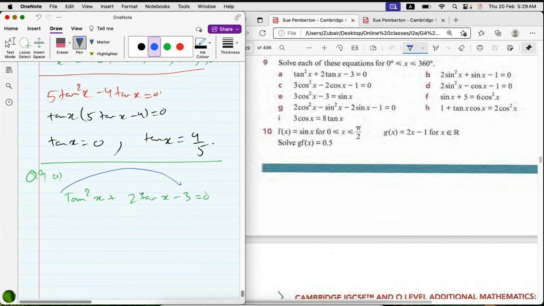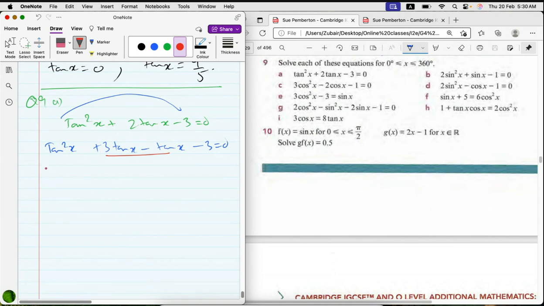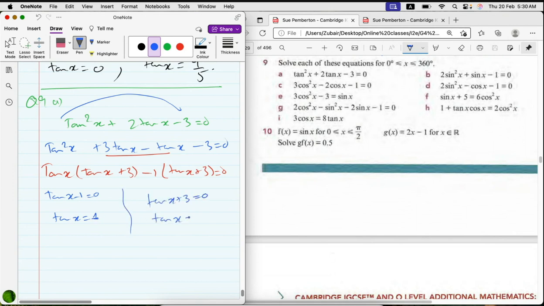I can see we're multiplying 1 into 3. So tan square x plus 3 tan x minus tan x minus 3 equals 0. So we multiply these, I'm getting negative 3. Adding these, I'm getting 2. So tan x plus 3 times tan x minus 1 equals 0. So the first one is tan x minus 1 equal to 0. That would be tan x equals 1. Second one is tan x plus 3 equals 0. Tan x equals minus 3.